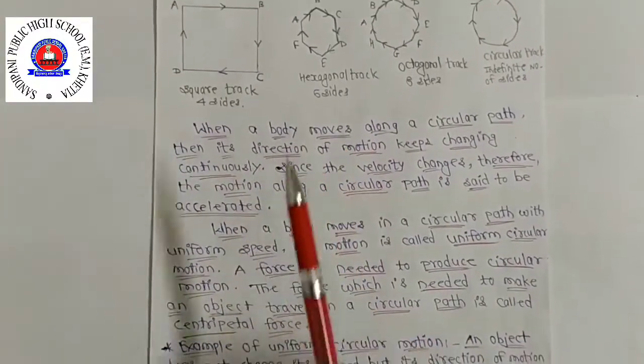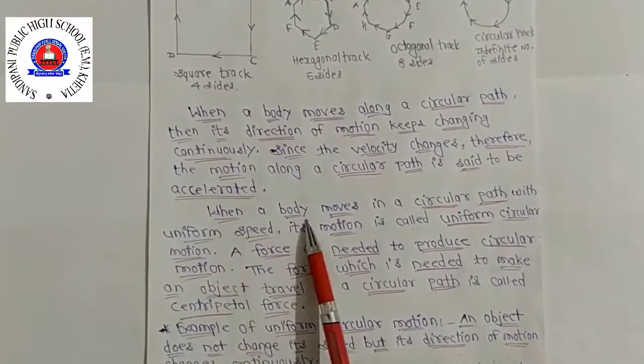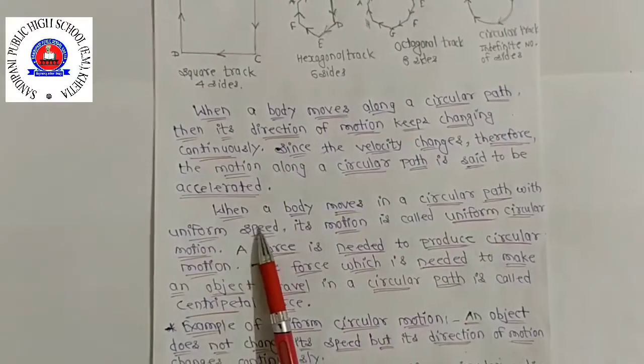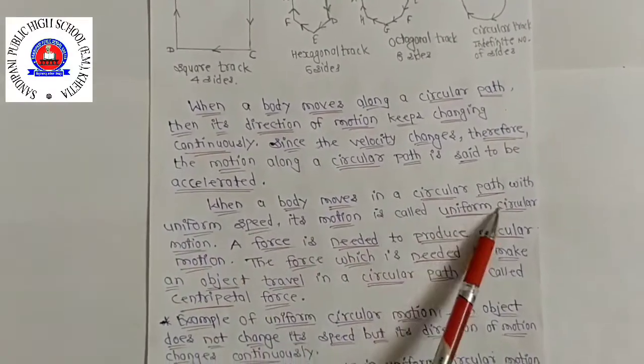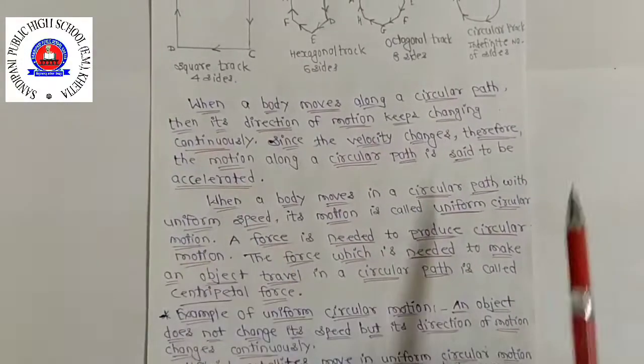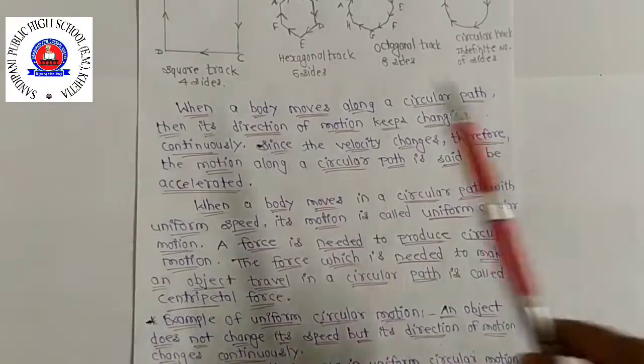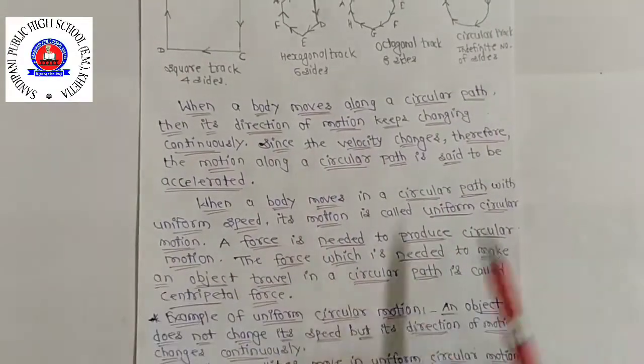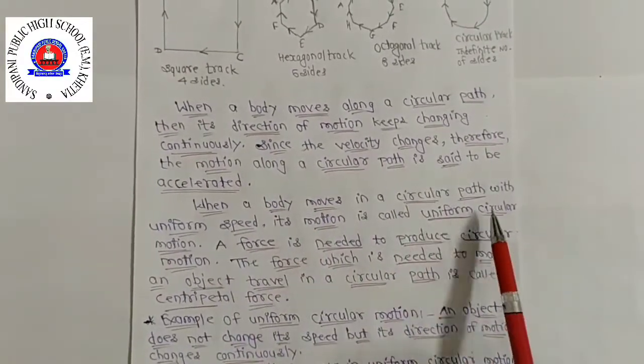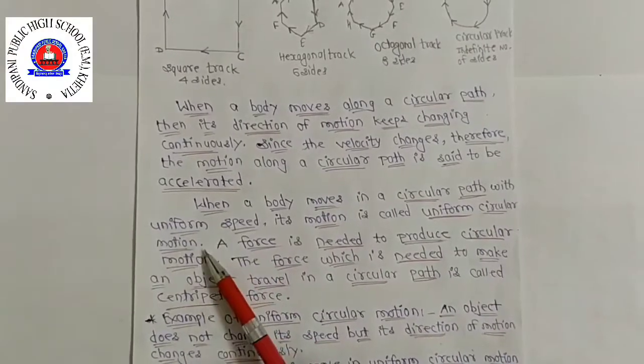Now when a body moves in a circular path with uniform speed, its motion is called uniform circular motion. When it moves with uniform, constant speed in a circular path, that motion is called uniform circular motion.